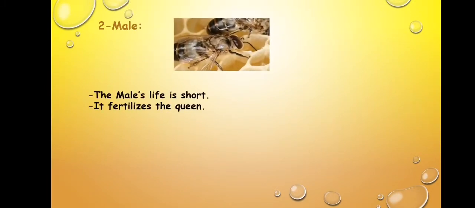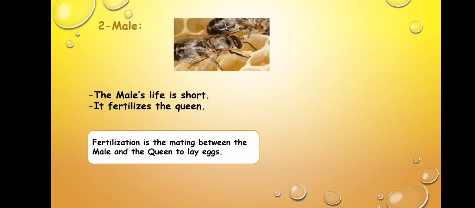Male. This is the male bee. The male's life is short. It fertilizes the queen. Fertilization means the mating between the male and the queen to lay eggs.